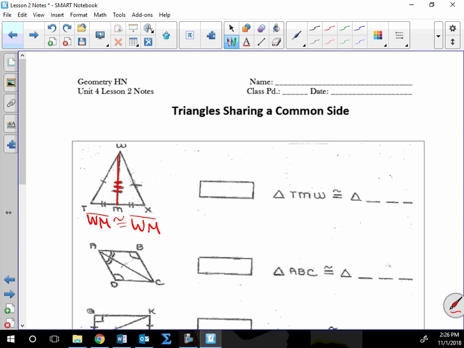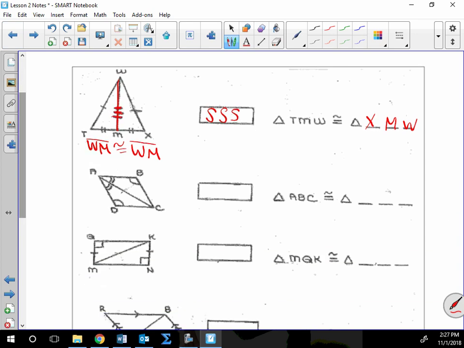Alright, so what would be the method to prove these congruent? Ooh, that was fast. Who said that? Was that you, Nathan? That was good. So by side, side, side. Alright, so we have triangle TMW. It's congruent to triangle XMW. Not BMW. X. Okay. Let's take a look at our next one.